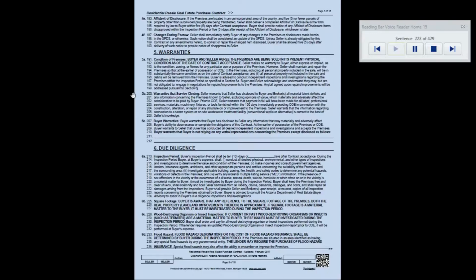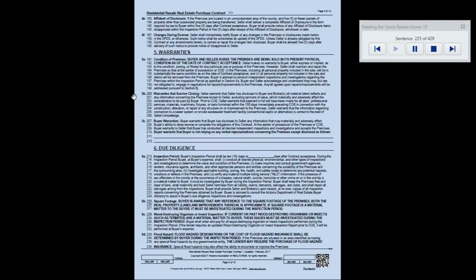5b. Warranties that survive closing. Seller warrants that seller has disclosed to buyer and broker or brokers all material latent defects and any information concerning the premises known to seller, excluding opinions of value, which materially and adversely affect the consideration to be paid by buyer. Prior to the COE, seller warrants that payment in full will have been made for all labor, professional services, materials, machinery, fixtures, or tools furnished within the 150 days immediately preceding the COE in connection with the construction, alteration, or repair of any structure on or improvement to the premises.